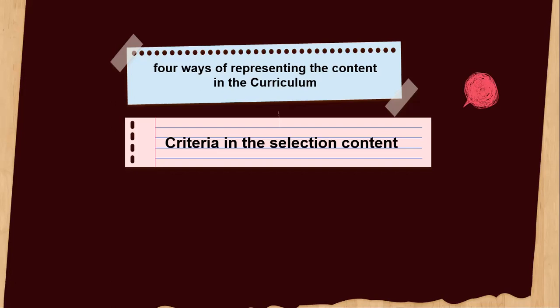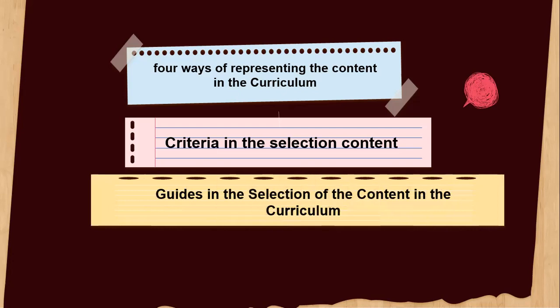So if I will be telling you to study about the criteria and the selection content, you can just browse your module. So in order for us to represent the content in the curriculum, we have 4 ways. First is criteria in the selection content. If our performance has a criteria, nasa criteria and curriculum in the selection content. Pasabot sa selection content, nakay basihan para mamili sa imong topics nga i-discuss.